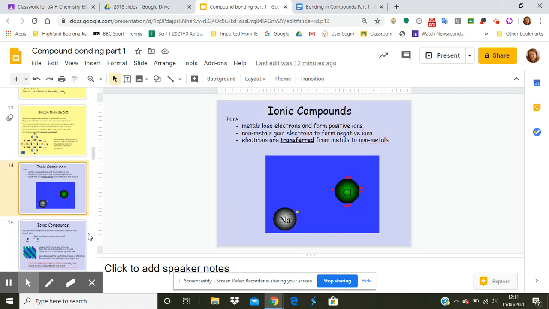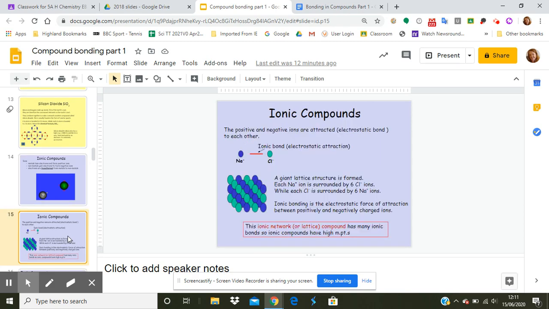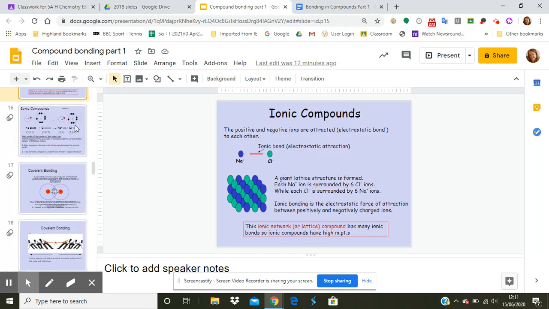Ionic compounds, same idea. This used to be a wee video, but it doesn't work in these Google Slides, unfortunately. With ionic compounds, we're just going about the transfer. You've got the strong bonds and you've got an awful lot of them. Again, very high melting and boiling points.